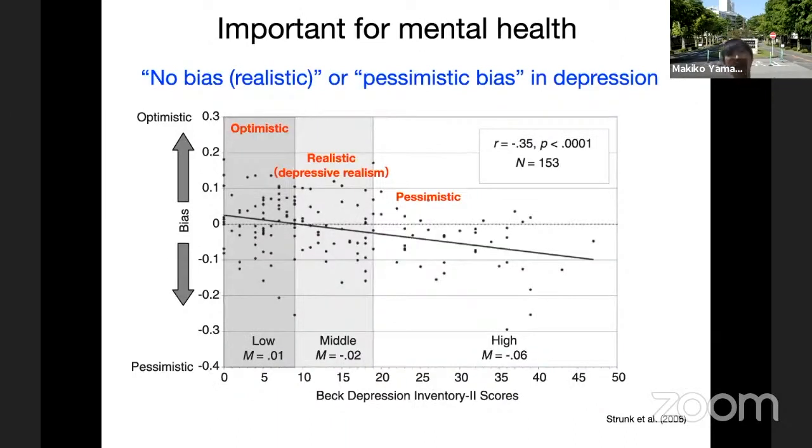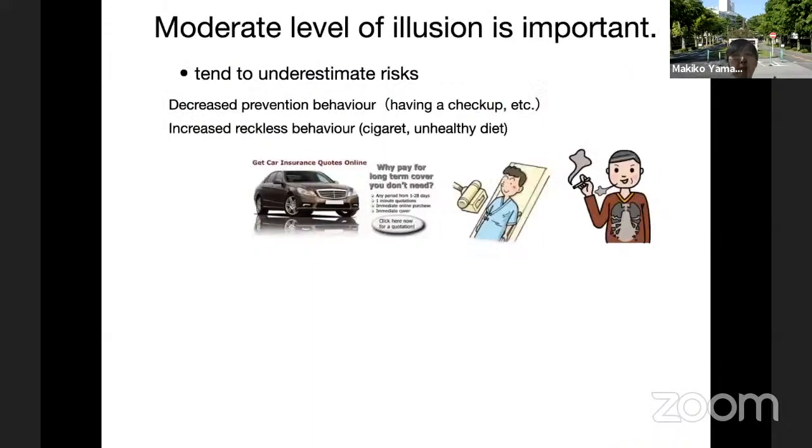And one study indicated that optimism bias is related to depression. Those people who have low depression show optimistic bias. But mildly depressed people have no bias. Sometimes it's called depressive realism. If depression gets severe, they show pessimistic bias. This is important for mental health, but it should not be extreme, it should be at a moderate level.